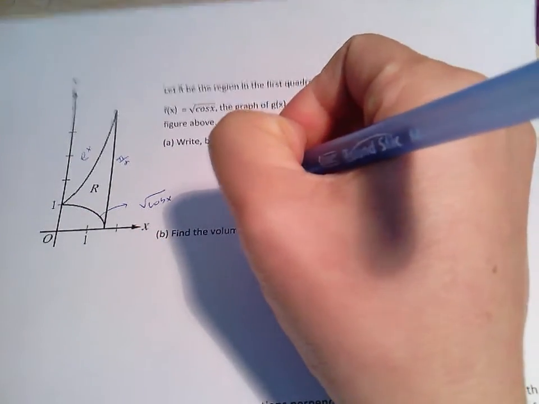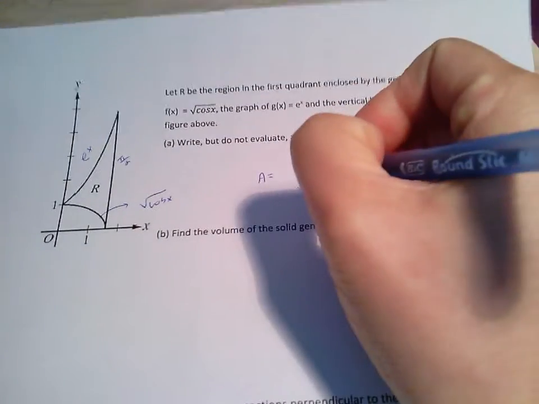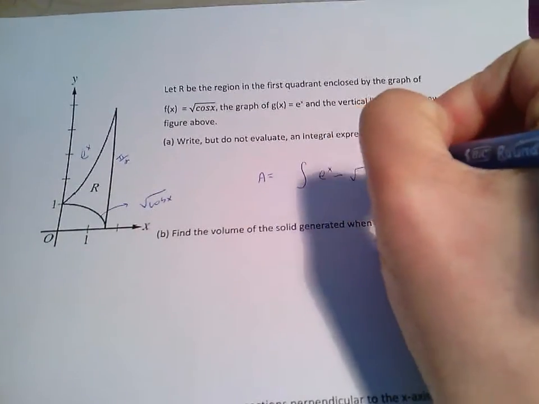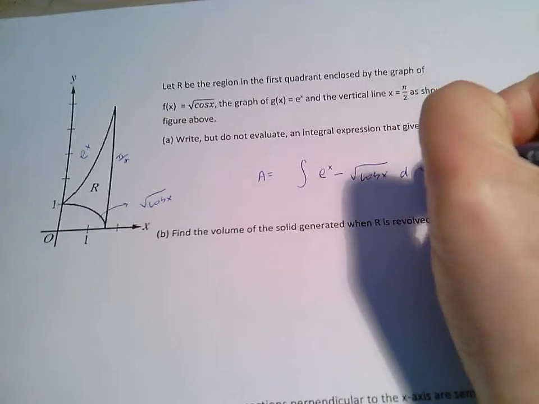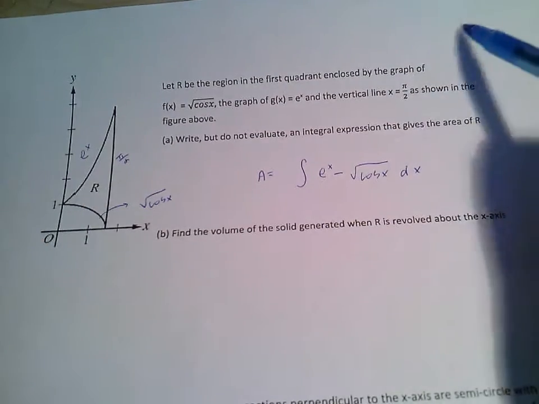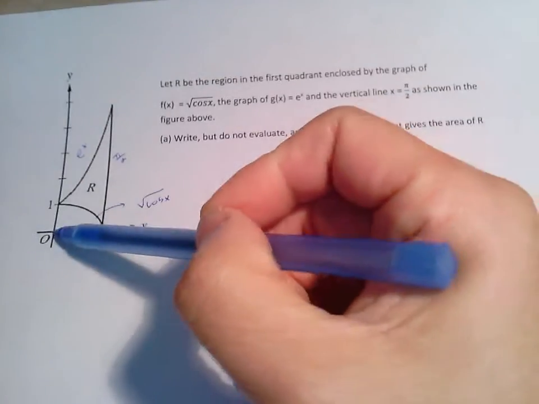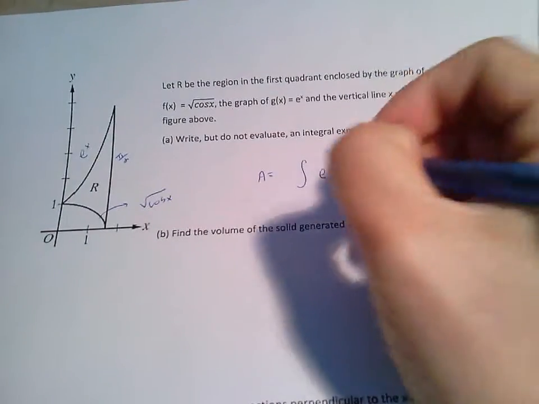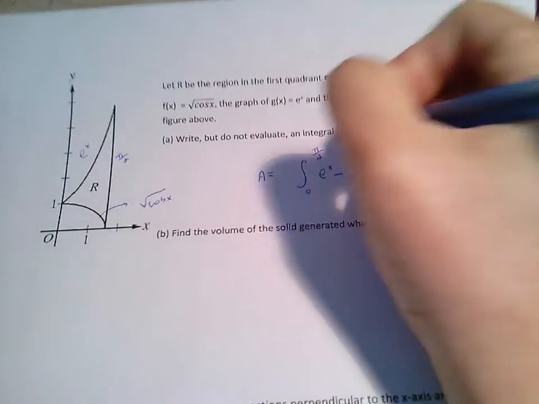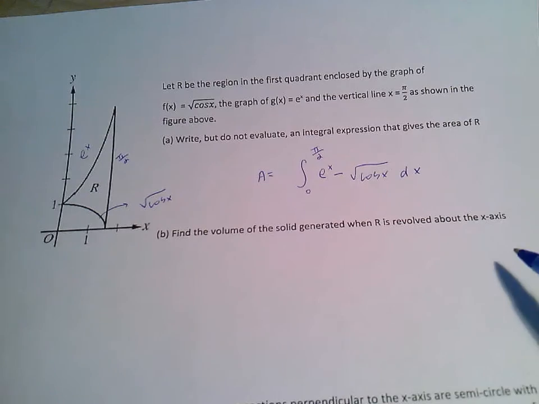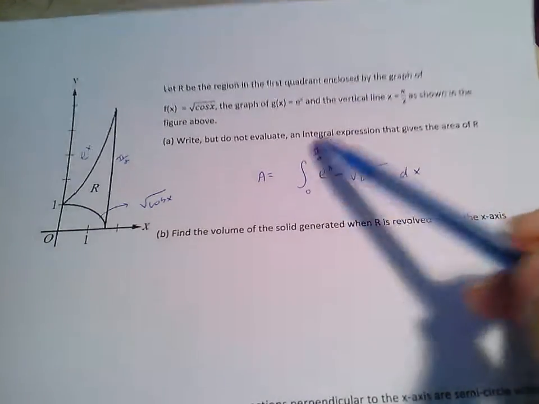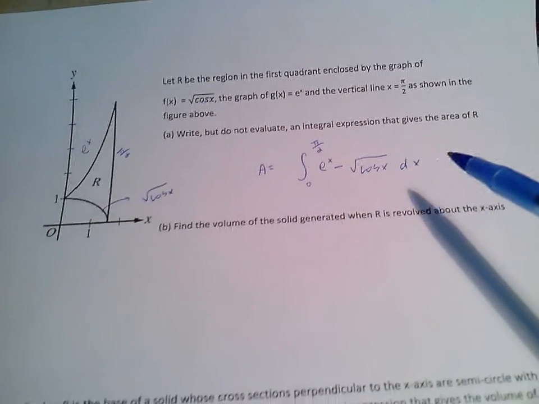Now the area is top minus bottom: e to the x minus root of cosine x. This one is in terms of x, so we need an x boundary, 0 to pi over 2. That's it. So that is 2 points for the limits, and 1 point for the integrand.